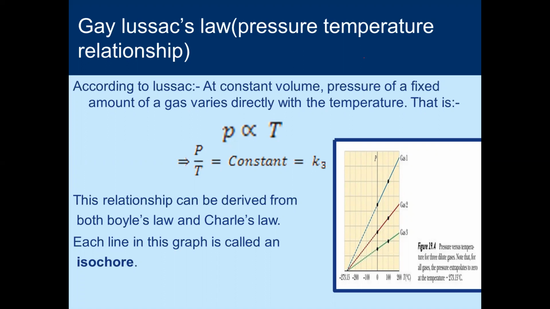And this relationship can be derived from both Boyle's law and Charles' law. Each line in the graph is called an isochore. So again, here we are seeing a graph between pressure and temperature. When temperature increases, pressure increases. These graphs have been plotted at constant volume, so that's why they are known as isochores.